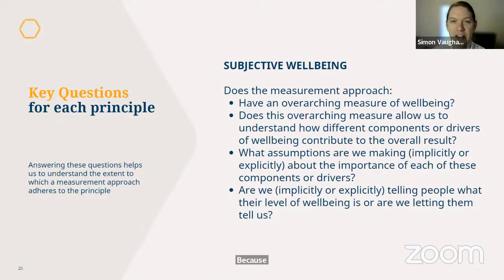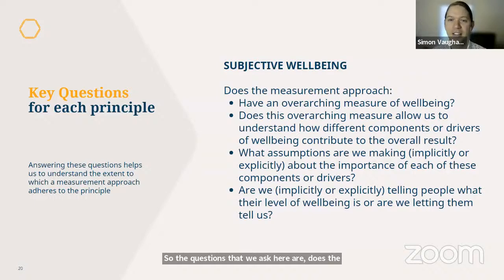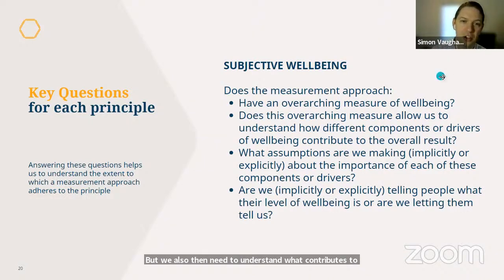So the questions that we ask here are, does the measurement approach have an overarching measure of well-being? Does that allow us to understand how different components or drivers of well-being contribute to the overall results? So that's the next layer, which is to say it's great to know how someone's doing overall. That's really important. But we also then need to understand what contributes to what's going on for them overall. And if we have a solid measure of subjective well-being, we can do that analysis and that work.